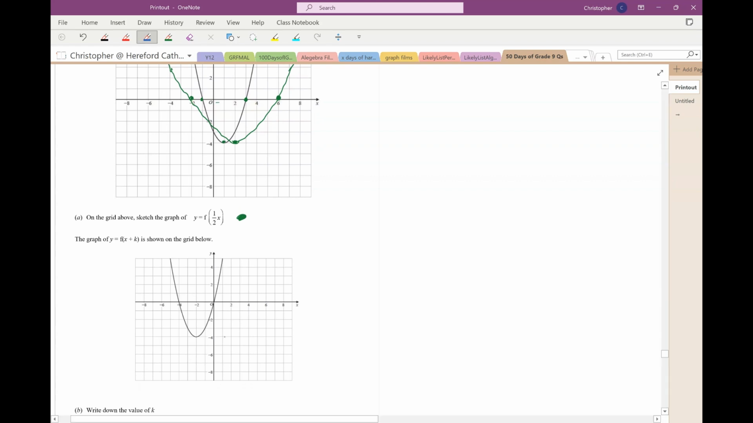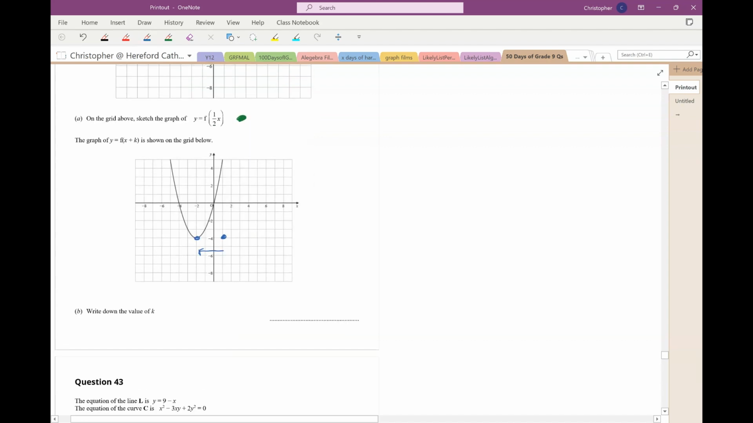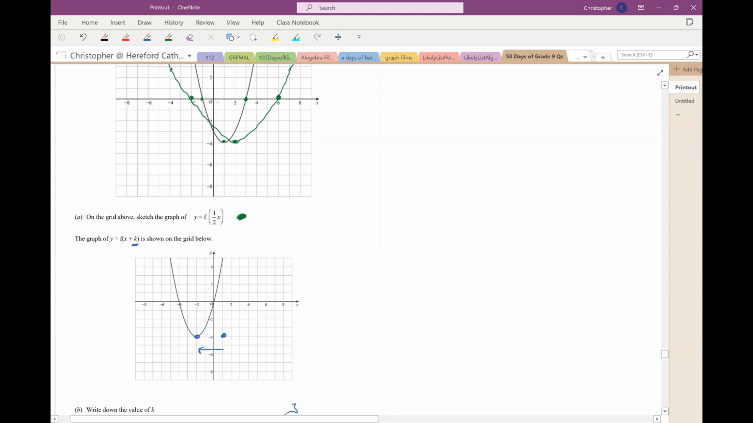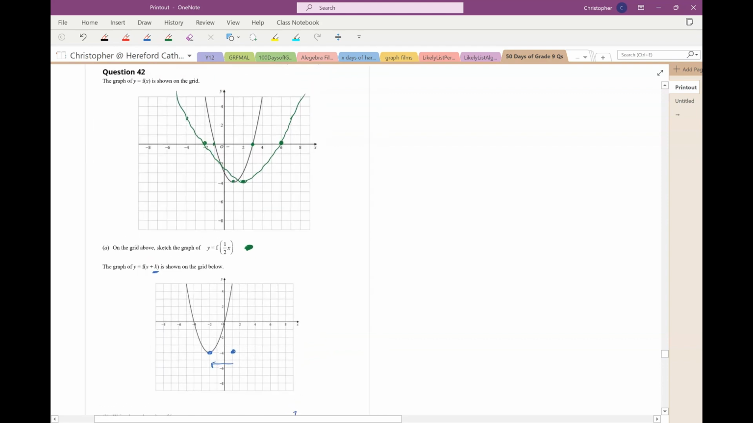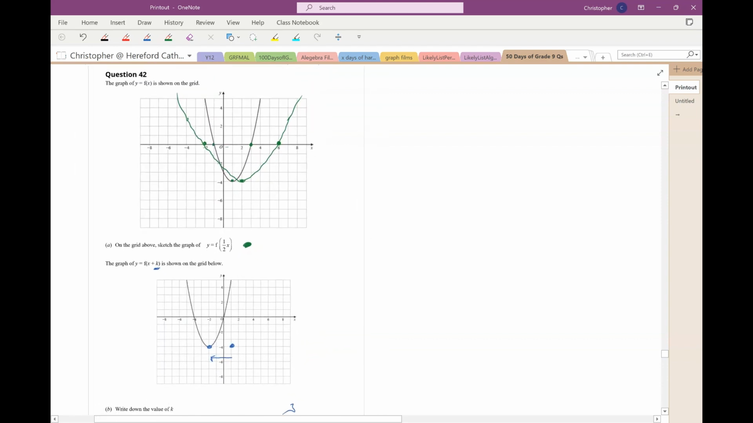The original had a minimum here, didn't it? And the minimum has moved 3 to the left. So you'd have thought it was minus 3, but you go the wrong way, so it's plus 3. So this k here is going to be a 3. So the value of k is 3. And that is question 42 complete.